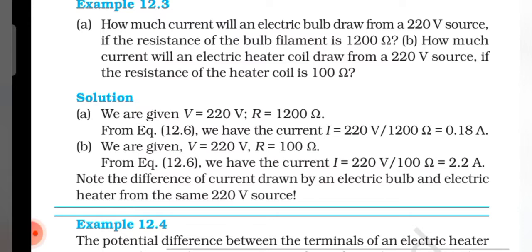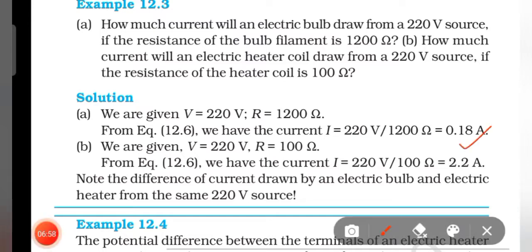So V is given, and you have to find out the current of the electric bulb. So I is equal to V by R, and you can solve this numerical very easily. It was an easy numerical. You will divide 220 by 1200, and it will come 0.18 ampere.